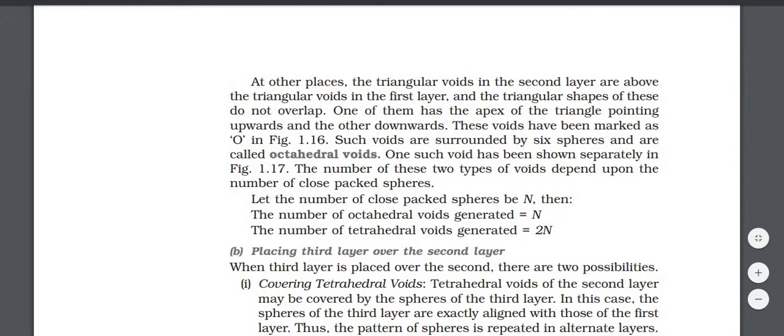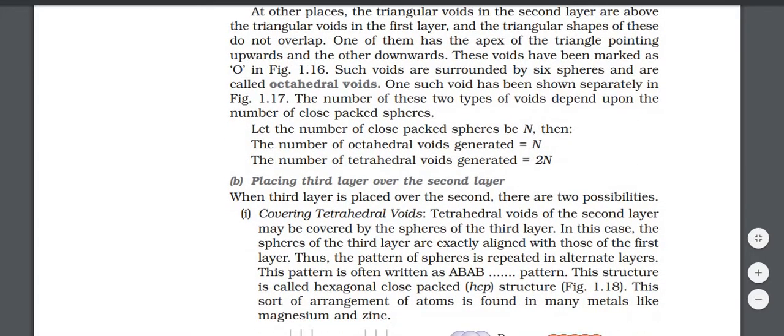This concept you just keep in mind, nothing else, because it is very difficult to make you understand practically. I have to show you the animations, and from Extra Marks you now have the link, so you can check their animation in regard to voids particularly. The number of tetrahedral voids is always double the number of octahedral voids. If the number of octahedral voids is n, the tetrahedral voids will be 2n.